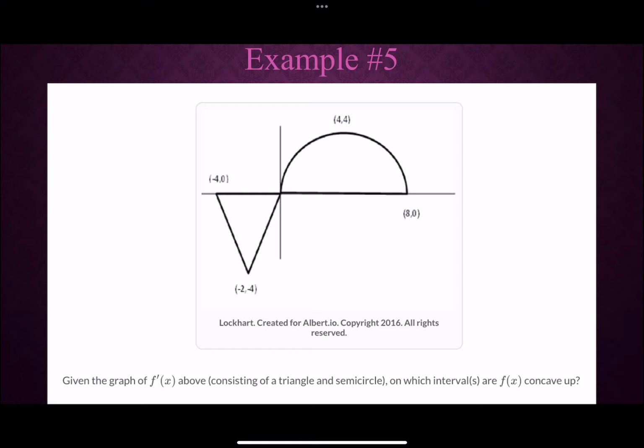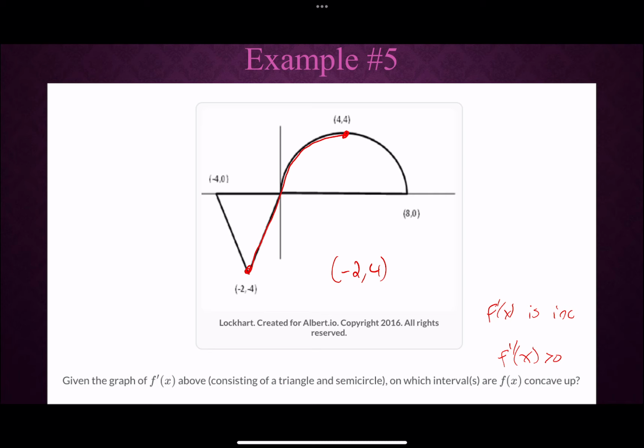So this is concave up when the second derivative is positive, so we're looking for where the derivative is increasing. So we can see we are increasing from -2 to 0 all the way up until we get to 4. So -2 to 4, the derivative is increasing, therefore the second derivative is positive, therefore the function is concave up.